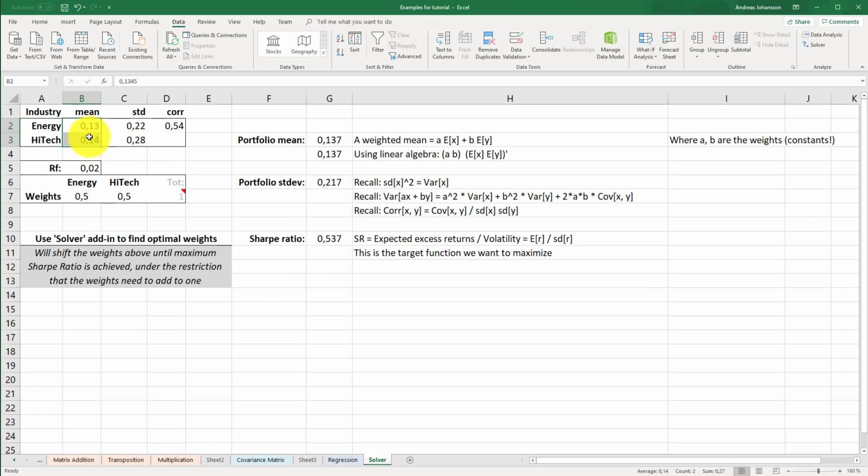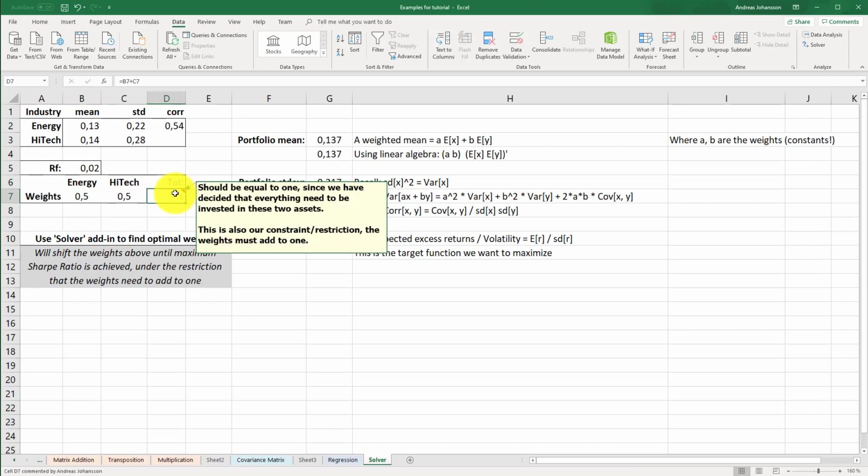So we have been given that the expected return of energy is 13%, the expected return of high tech is 14%, and energy has a standard deviation, a volatility, of 22%, and high tech has a standard deviation of 28%. And the correlation between these two sectors is 0.54, so they are positively correlated. So when one of these sectors goes up, the other one is very likely to also do well at the same time. We have been given that the risk-free rate is 2%, and the initial weight is 50-50. So we have half our wealth in energy and half our wealth in high tech. And since we want all of our wealth invested, these two should sum to 1. Okay?